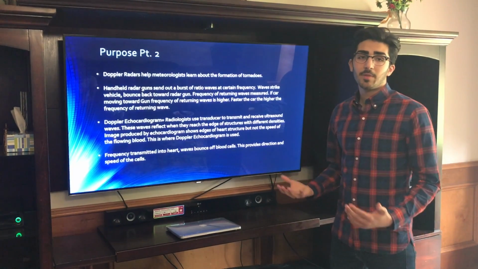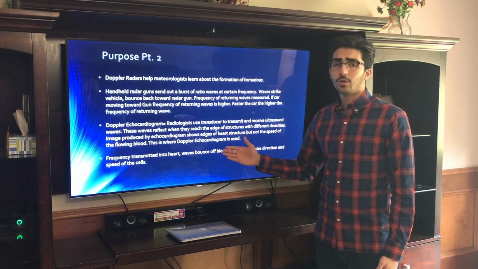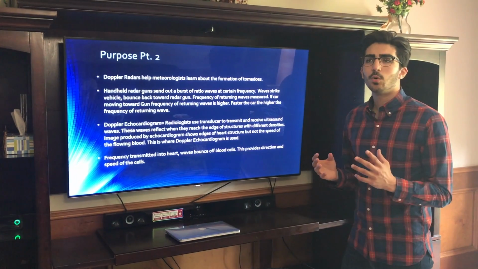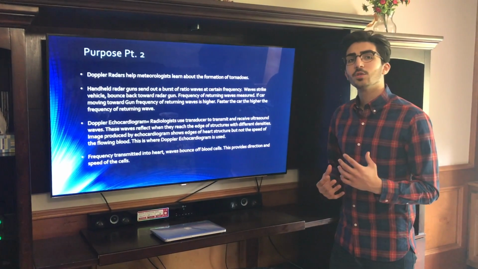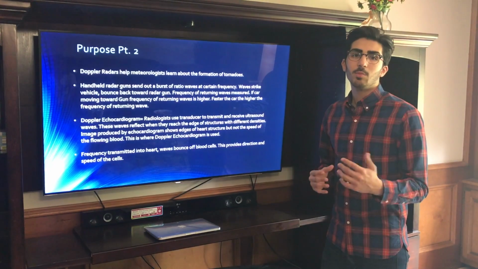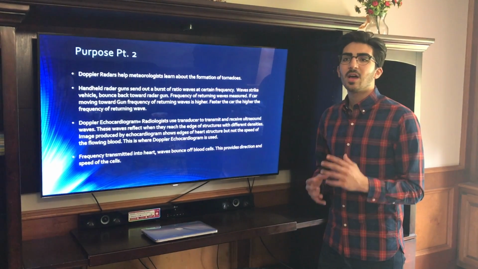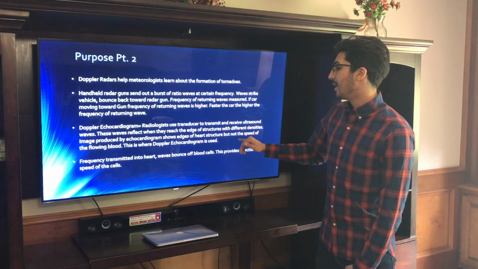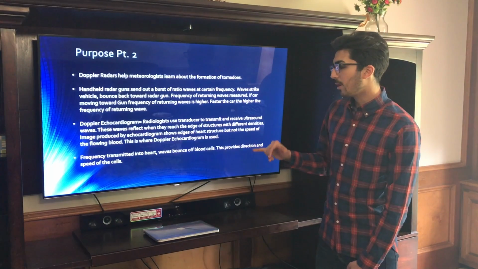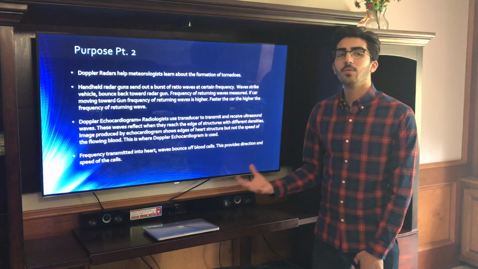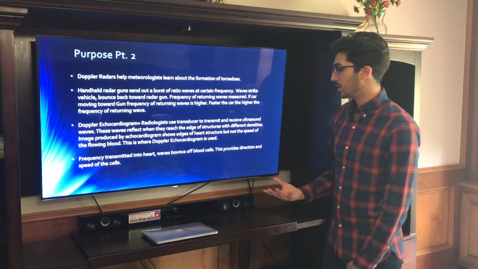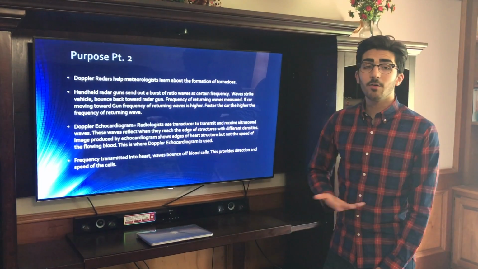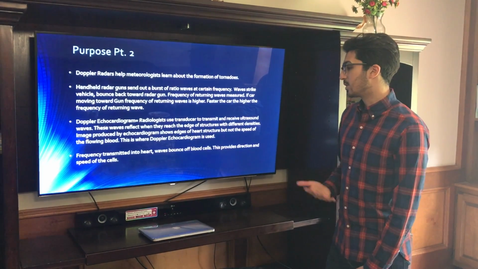And the last example that I'm going to provide is the Doppler echocardiogram. This is what they use to determine the shape and the edges of the heart. They send waves into the heart, or into the human body, and they can view the mechanics of the heart, how it's working. The heart structure is determined by the original echocardiogram. The Doppler echocardiogram is used to figure out the speed of the blood and its direction. As the frequency is transmitted into the heart, the waves bounce off the blood cells, and that is used to determine how fast they're going.